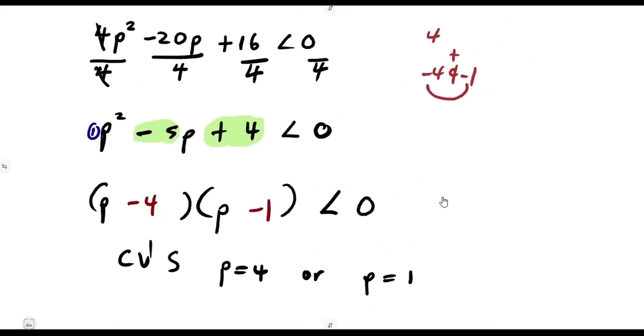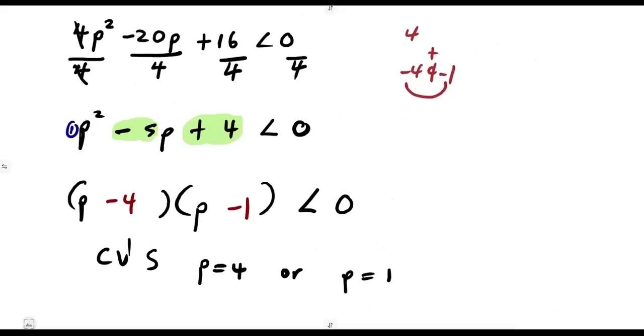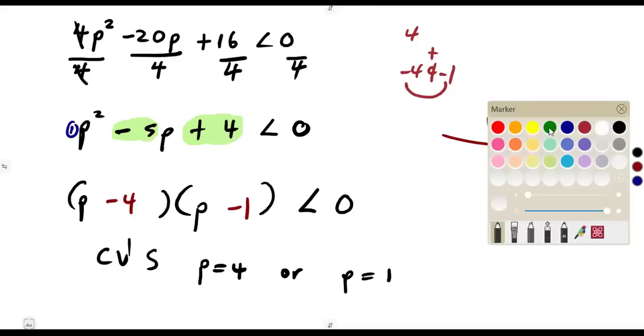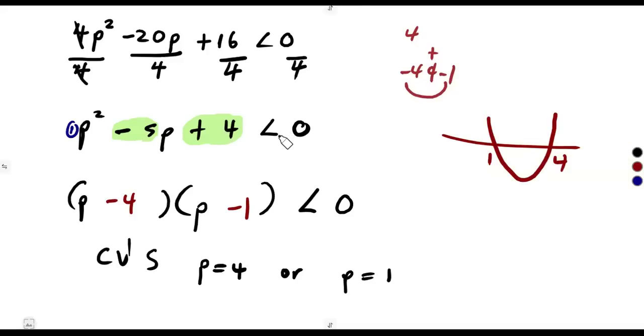So in this case, I'm going to use the graphical method. As you can see here, the coefficient of p squared is positive. So meaning to say you're going to have a smiley shape like this. This is 1 and this is 4. So where is it that our function is below the x-axis, that's less than 0? It's negative. Below the x-axis here. Meaning to say p is in between 1 and 4.